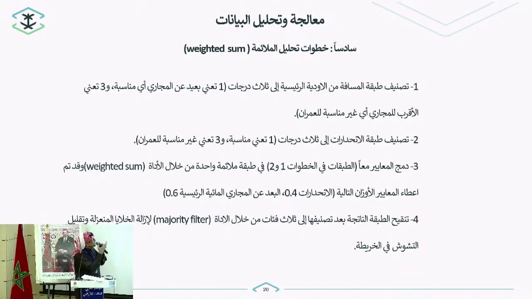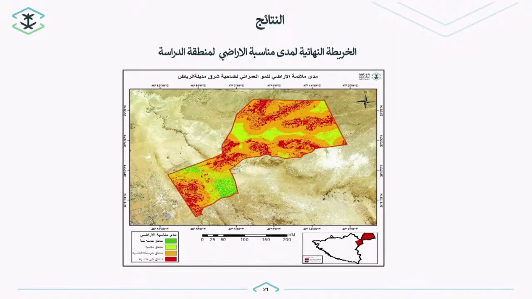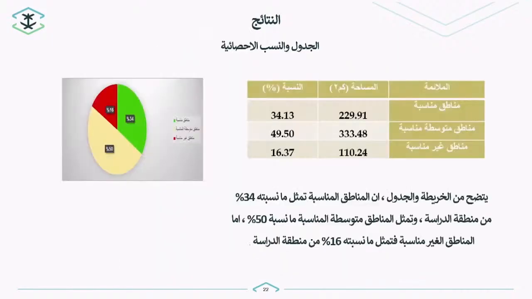One means 4, and 4 means close. Weighting sum, and also neutralizing the area. Results: the final map of the lands of the study. We can show it on this table.